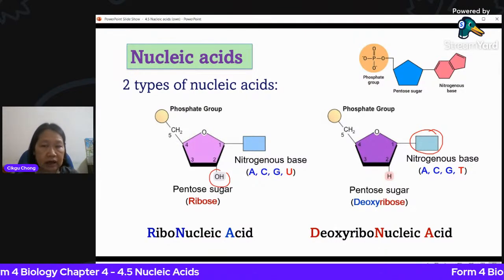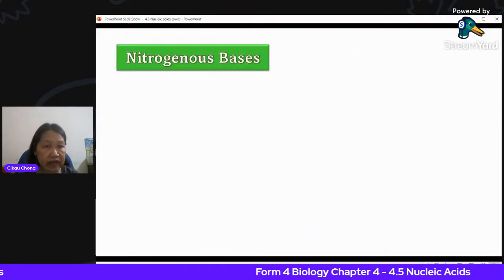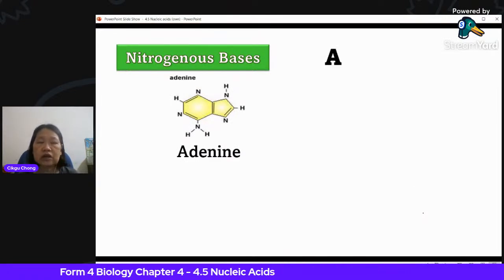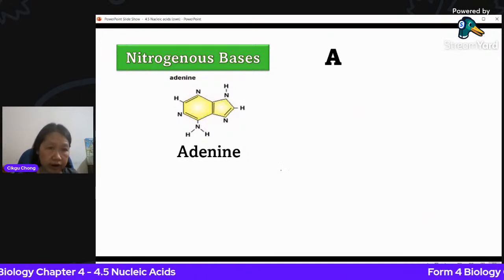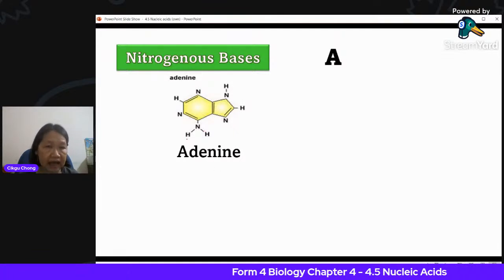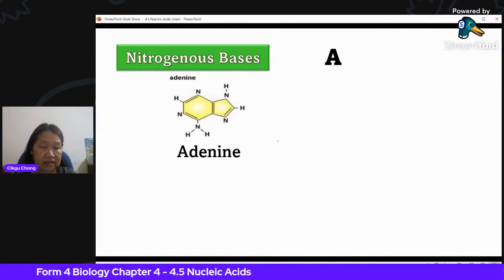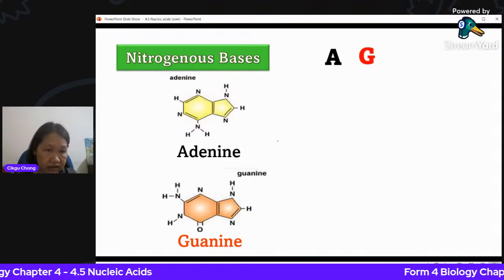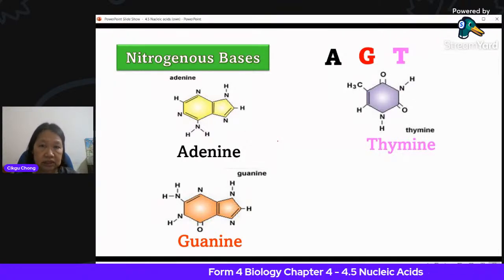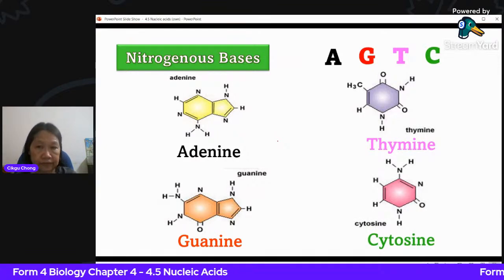So I'm going to show you now the nitrogenous bases. There are actually 5 types. The first one is called adenine. Again, you do not need to memorize how to draw it. What is this N, where is the H and all that, no need. This is adenine, represented with the letter A. Whenever you see A, you think of adenine. Then G is guanine. Then the other one is thymine. T stands for thymine. C stands for cytosine.